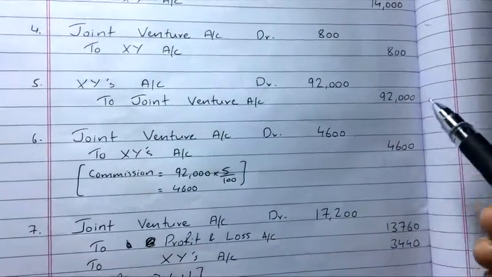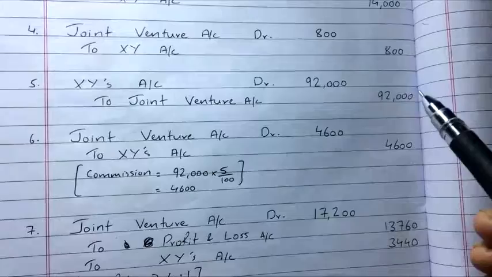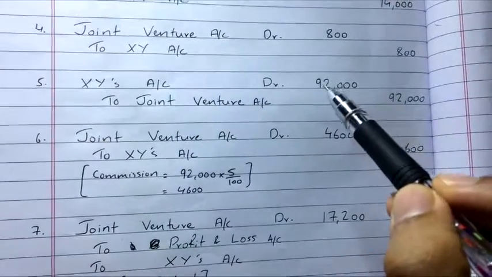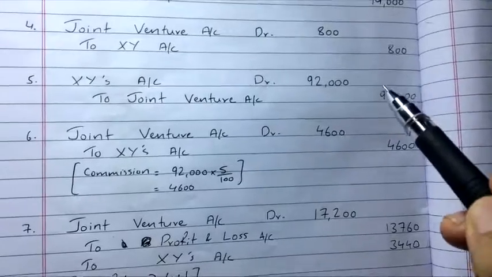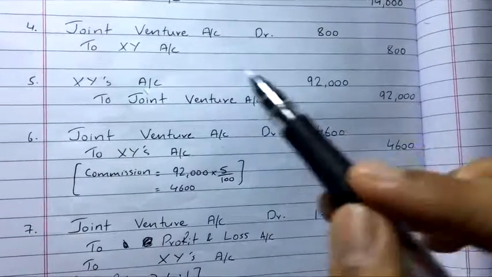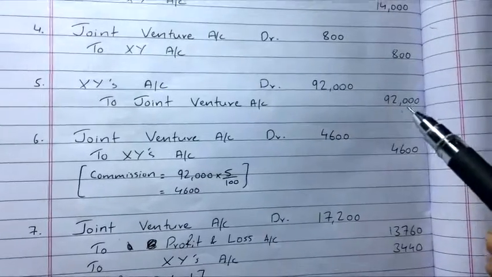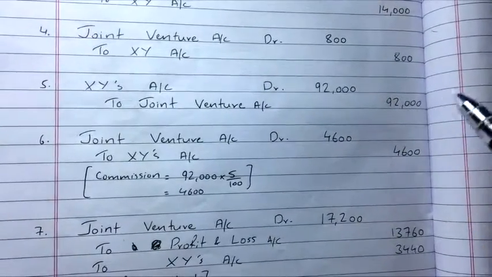And then who sold these goods? These goods were sold by XY, so his account will get debited. Okay, 92,000. Simple, right? Who sold these goods? These goods were sold by XY, so his account will get debited and joint venture account will get credited because of increase in revenue.